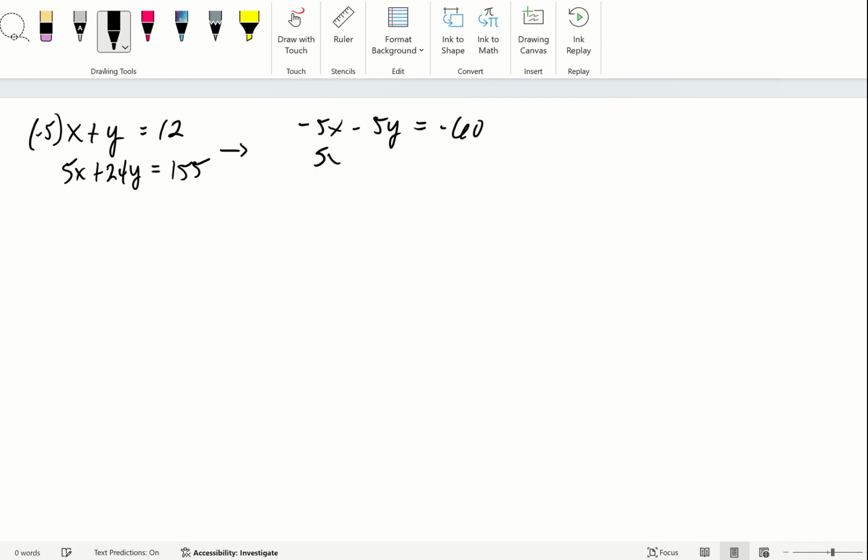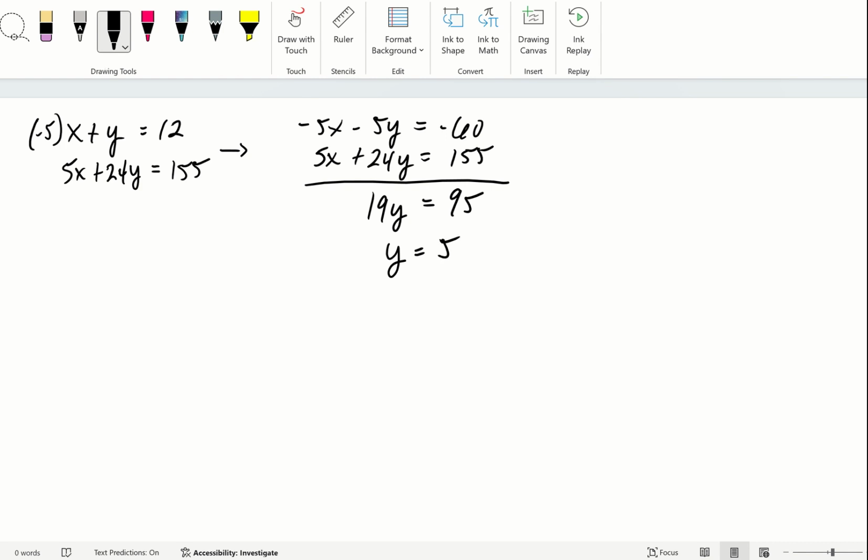This will stay the same. So 5x plus 24y equals 155. If we add these together, we end up with 19y equals 95. And then if I divide by 19 on both sides, I get y equals 5.